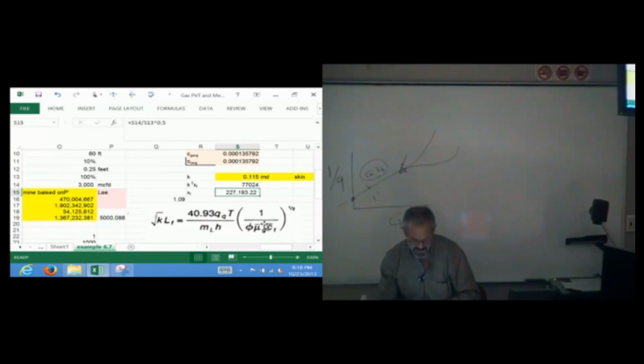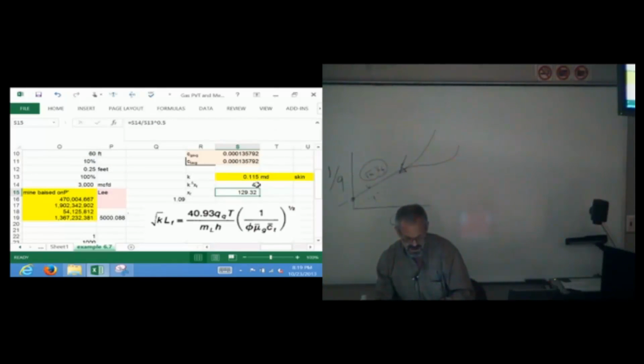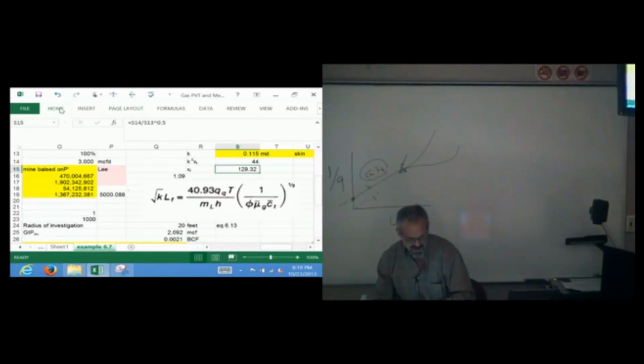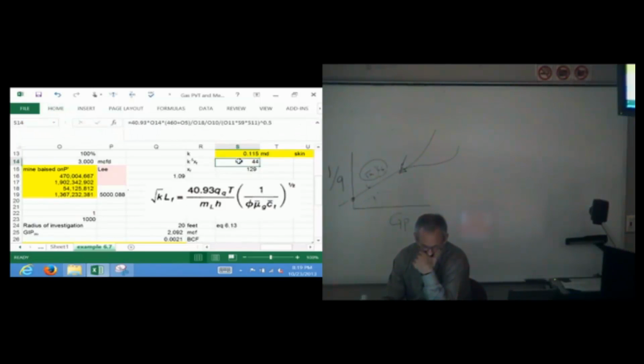Oh yeah. Can I get away with just putting it right there? And the answer is yes. I think 129 is fairly close to my 107 for my frac half length. I don't think I have to. No, because the square root of 1 is 1. That's fine. Okay. So I finished.